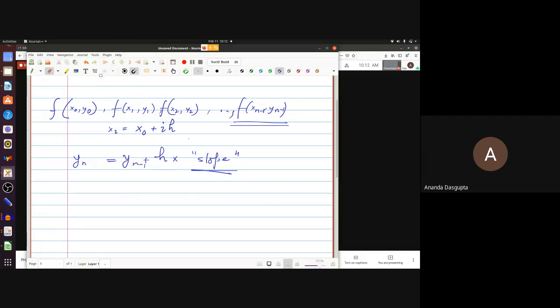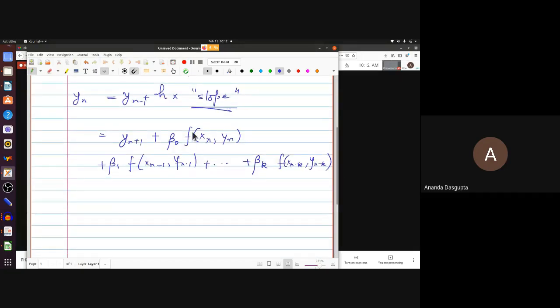It's of course nothing new. All I'm saying is I've got to yn minus 1. Now I want to find yn. And this is going to be yn minus 1 plus an estimate of the slope, which is beta 0 f of xn, yn, plus beta 1 f of xn minus 1, yn minus 1, up to beta k f of xn minus k, yn minus k. And the job is to find these coefficients beta 0, beta 1, beta 2, up to beta k.